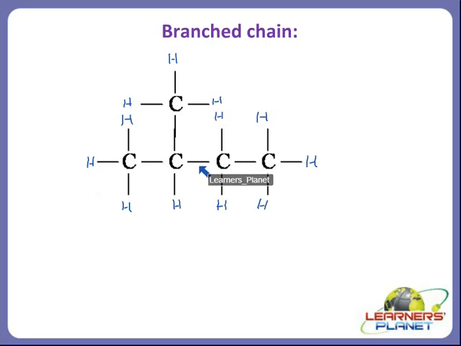Let's count the number of carbon atoms. 1, 2, 3, 4, 5. So how many carbon atoms are there? What is the general formula of alkanes? It is CnH2n+2. So how many carbon atoms are there? 5. So what will be the number of hydrogen atoms? It would be 12. Okay.